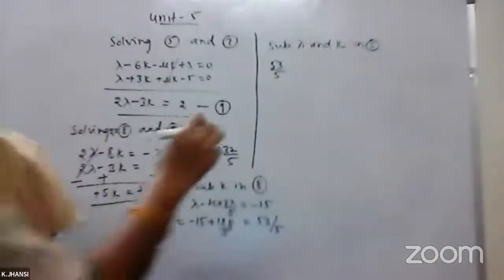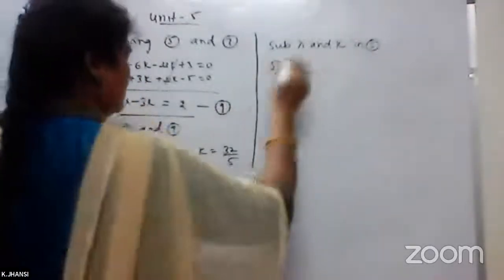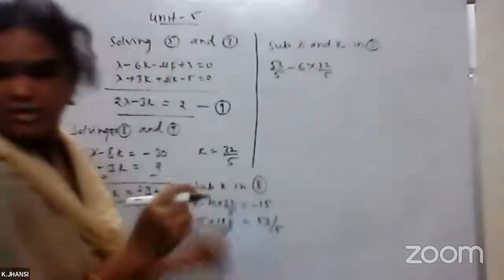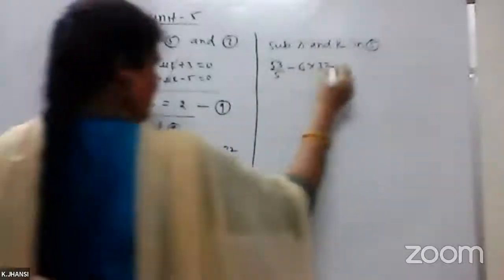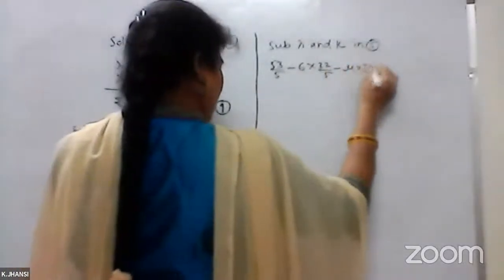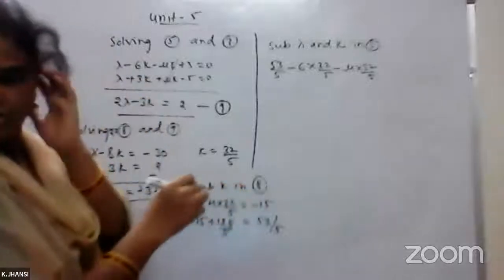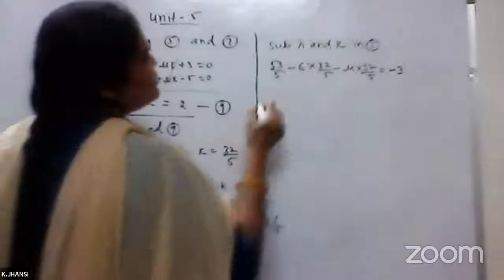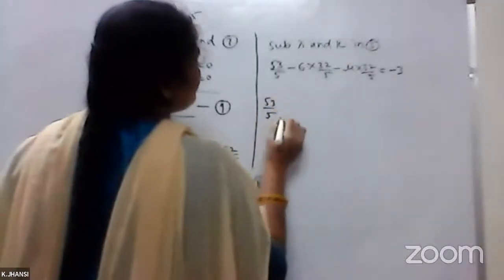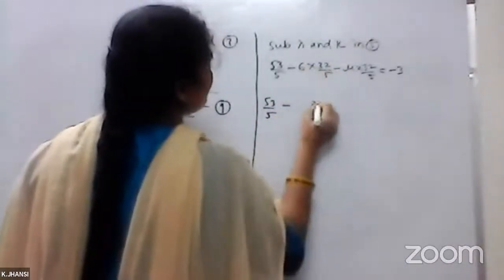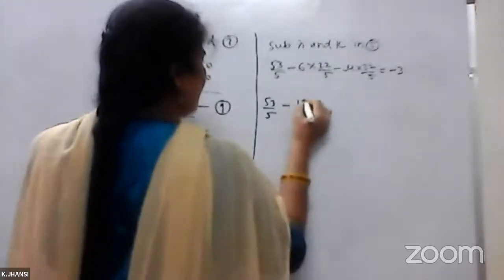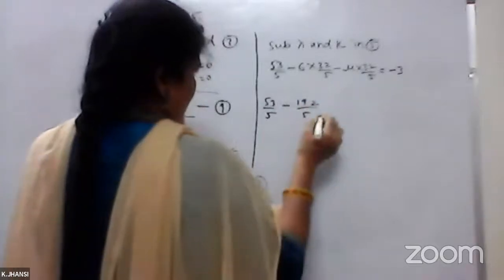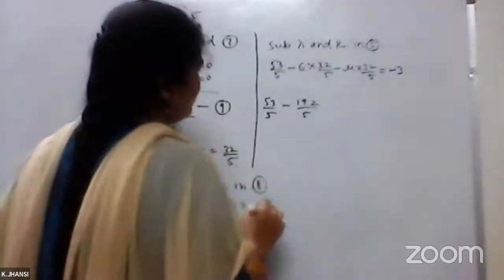Okay. Minus 6 into k is 32 by 5. Next, minus mu into k is 32 by 5 equals to minus 3. Okay. So here 53 by 5 minus 6 to the 12, 1 6 to the 18, 19, 192 by 5. Here you keep like this only.